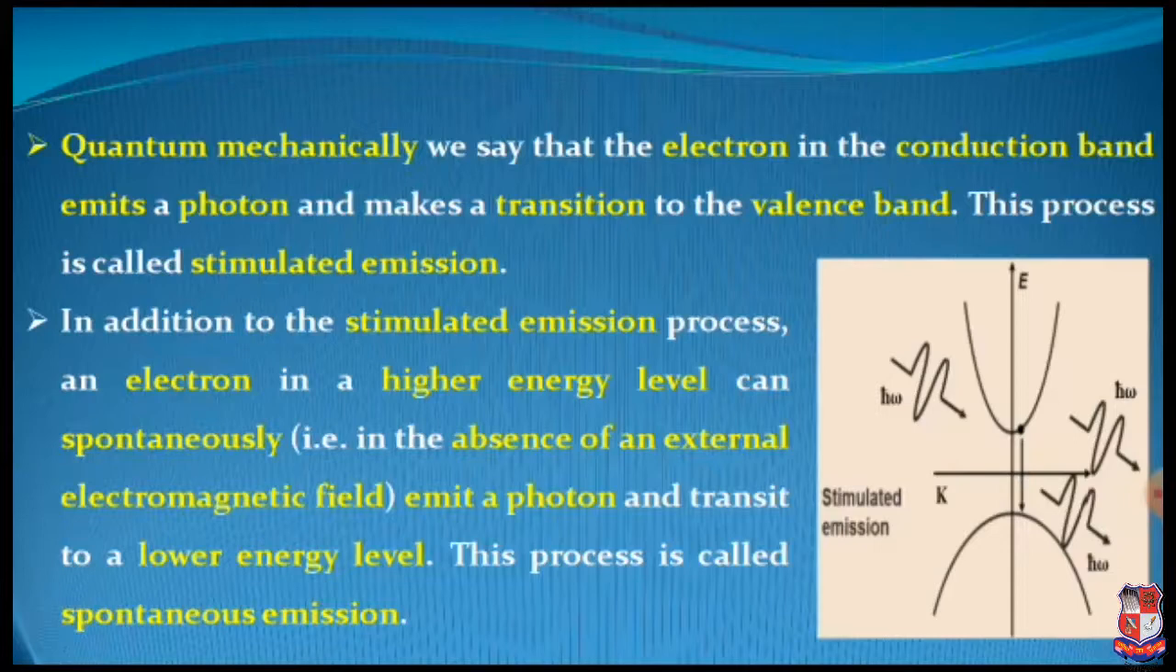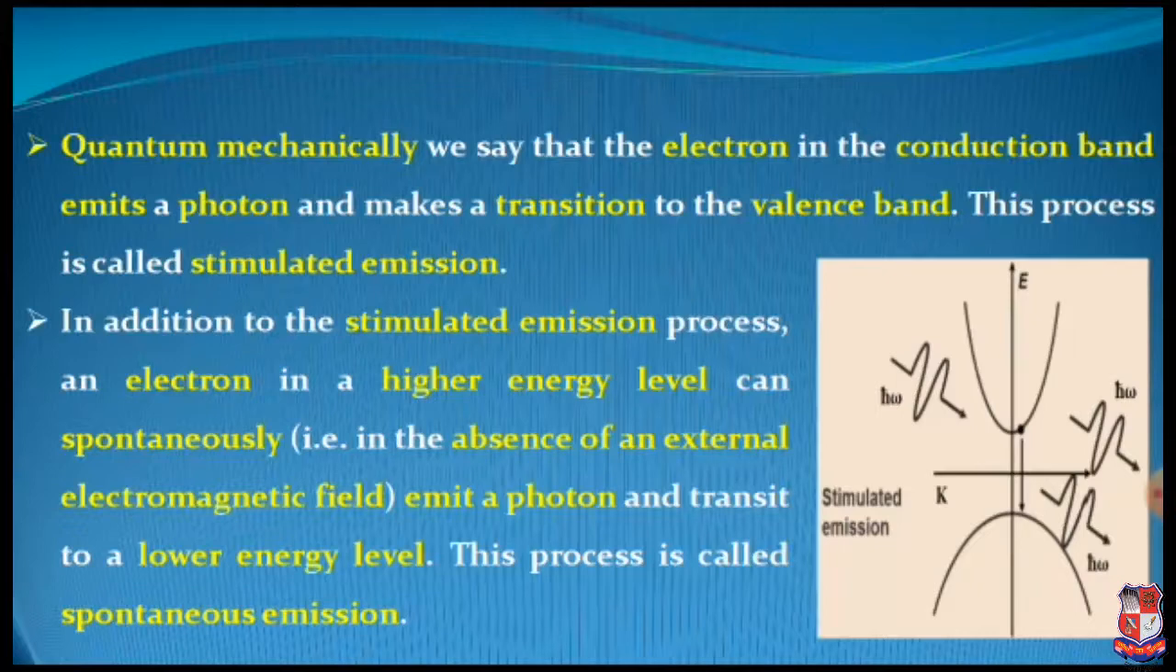Here, when we are considering the travel of an electron either from the valence to the conduction band or from the conduction to the valence band, there is a need for an external electric or electromagnetic field. Remember this is very important, but here we are talking in terms of the spontaneous mechanism. That means no external electromagnetic field is applied. In this case, if an electron emits a photon and transits to a lower energy level, this process is called spontaneous emission.